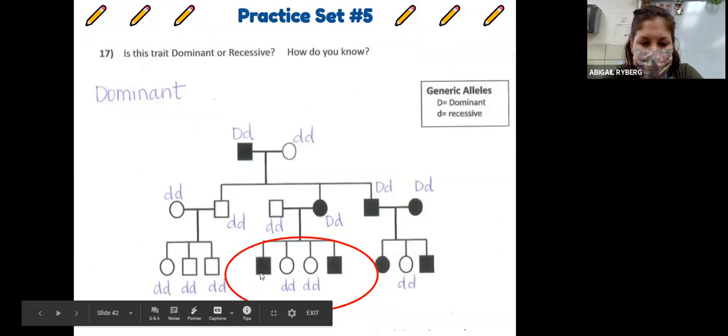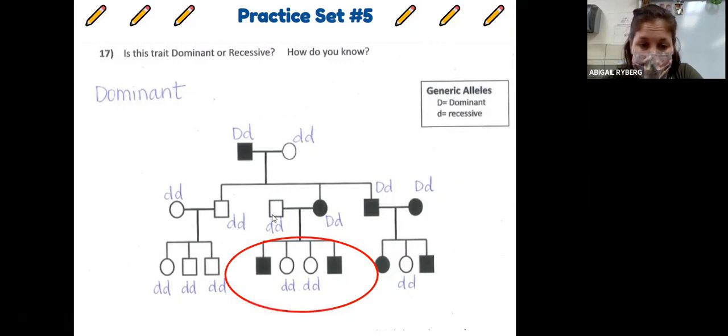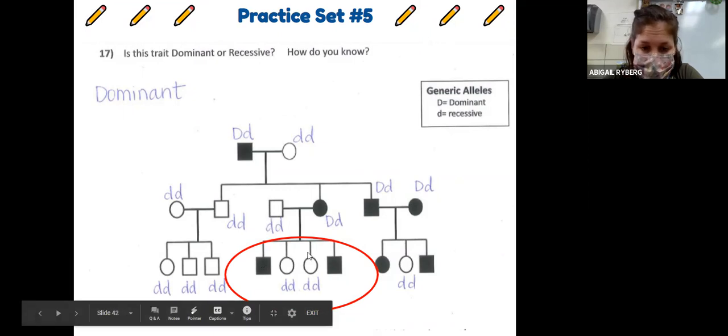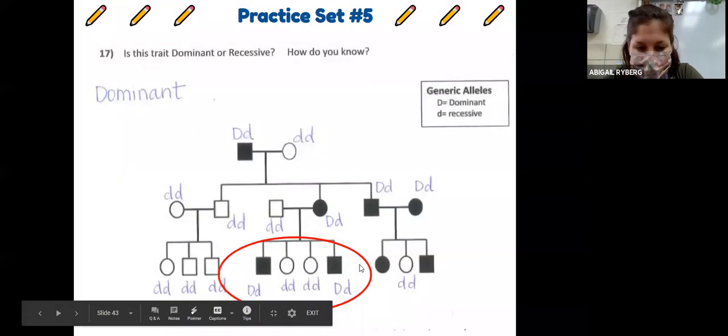If we go down here to the middle, we have two children here. So they have the dominant trait they must have gotten from mom. And the only thing from dad here is a little d. So now we know that these two individuals must be heterozygous.